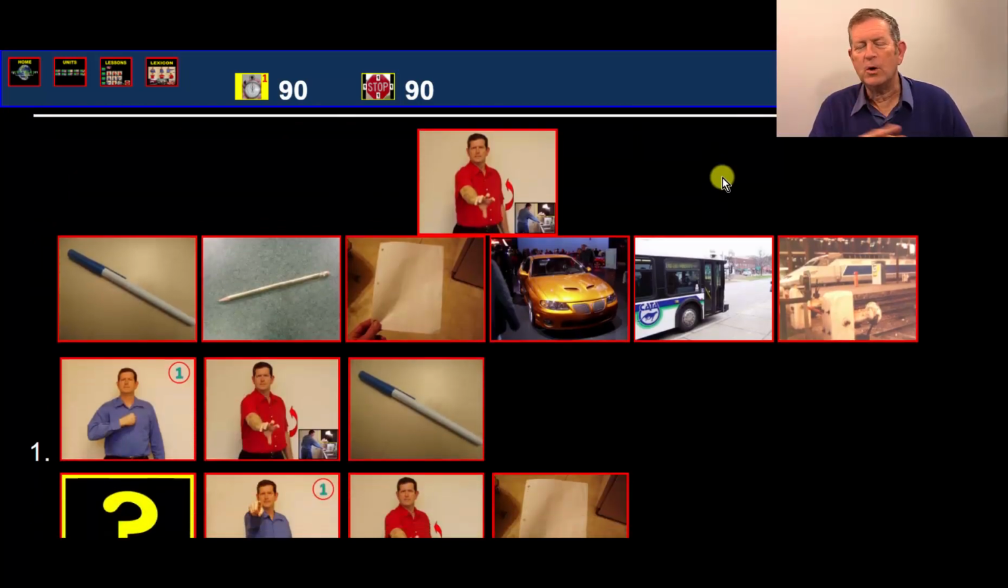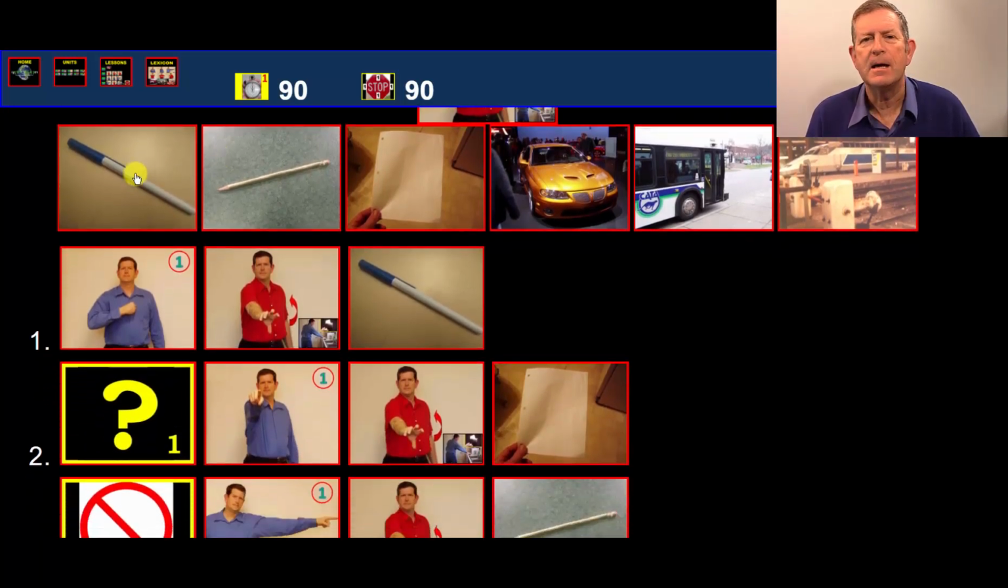Take. We're not going to go through all these together. I just want you to pronounce the words. We won't go through the sentences. Just pronounce the words with me. Pen. Pencil. Paper. Car. Bus. Train. All right? Let's go to the next group.